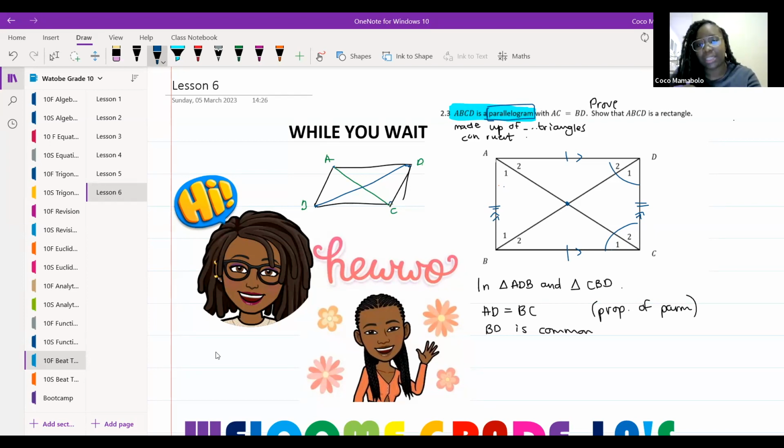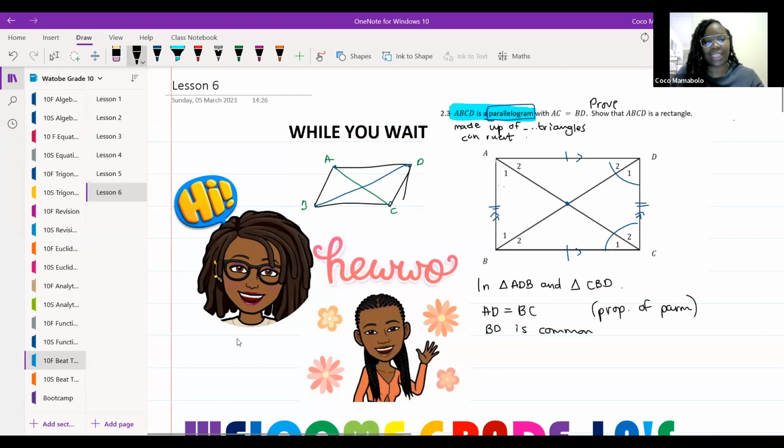Just give me a yes, ma'am, if that makes sense. If they said that it's a parallelogram, that property does not apply for a parallelogram. For a rectangle, it's only going to apply. So we can't use it, because what we're trying to prove is a rectangle.